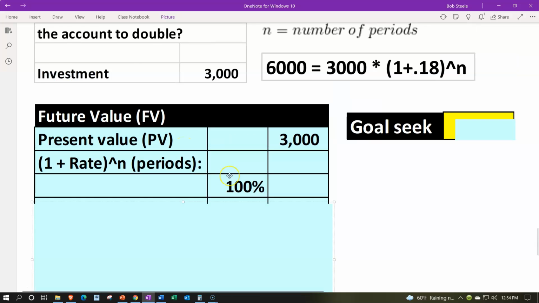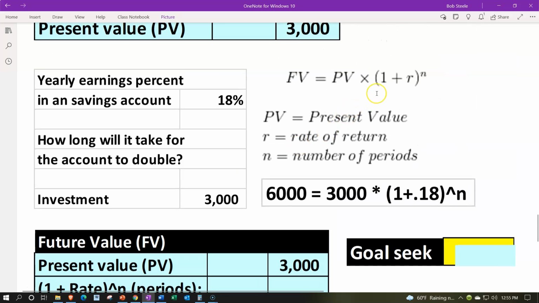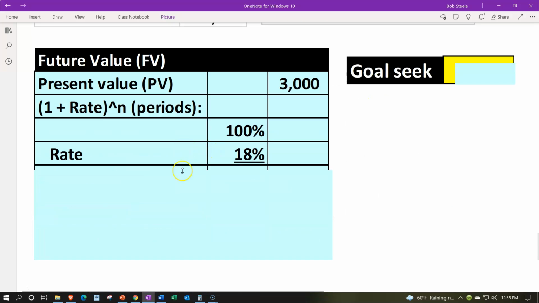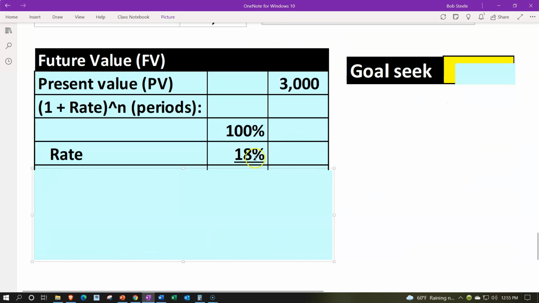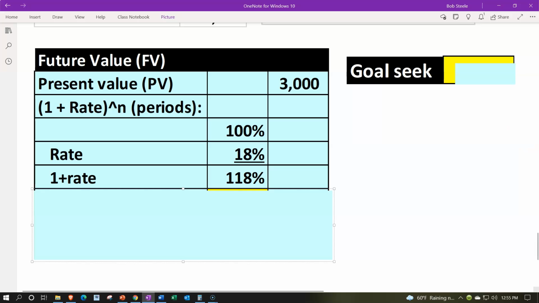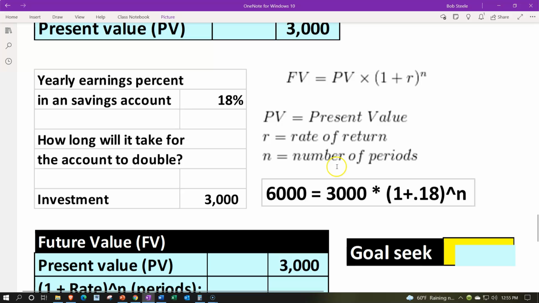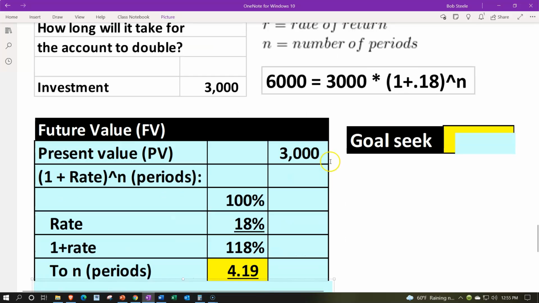Then we're going to take the 1. Notice I represented it as 100% this time. 1 is 100% if we put it in a percent format. And then the rate, which is now represented as a percent, or 0.18 as a decimal. Adding those up, we're going to get the 118. We take that to the power of the number of periods, that being the unknown.